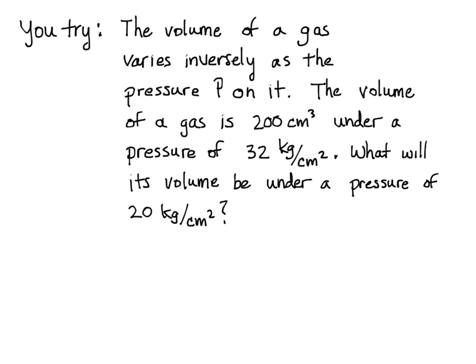Okay, we know PV equals nRT, so P times V equals some constant because we're not changing the temperature or the amount of gas that we have. So if we divide both sides by V, we get P is inversely proportional to, or V is inversely proportional to P. All right, so if the volume is 200 cubic centimeters under a pressure of 32 kilograms per square centimeter, what will its volume be under a pressure of 20 kilograms per square centimeter?